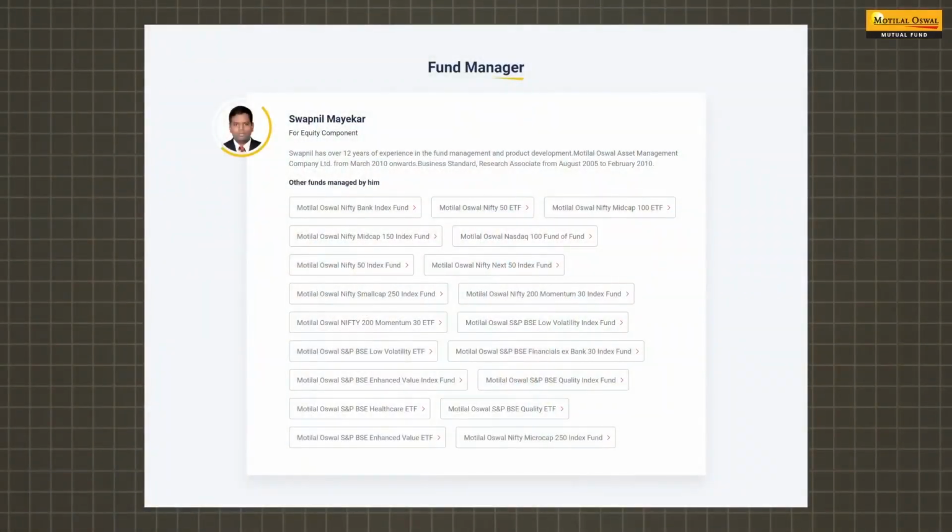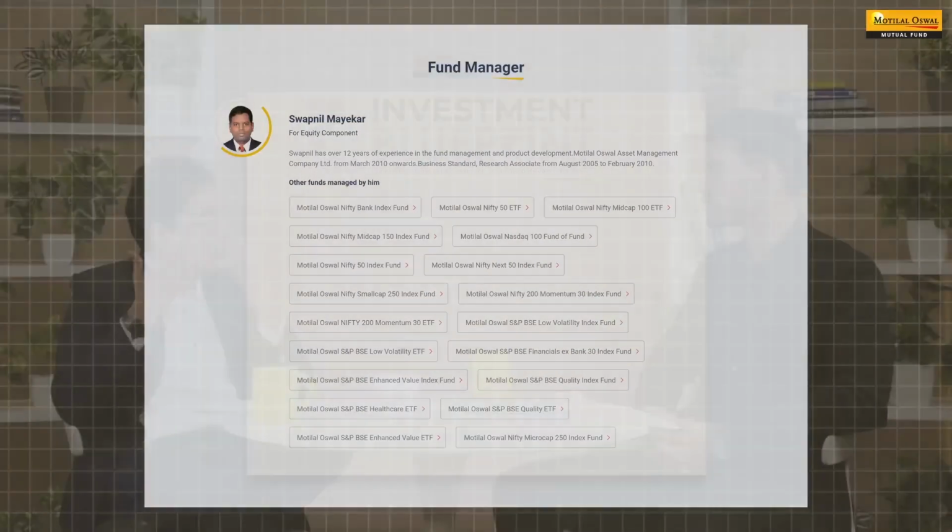You'll also have a section for fund manager. Where obviously in a passive fund, there is no fund manager picking the stocks. But the job of the fund manager is to make sure that the replication of returns happens all the time. So I think the fund manager details are there.